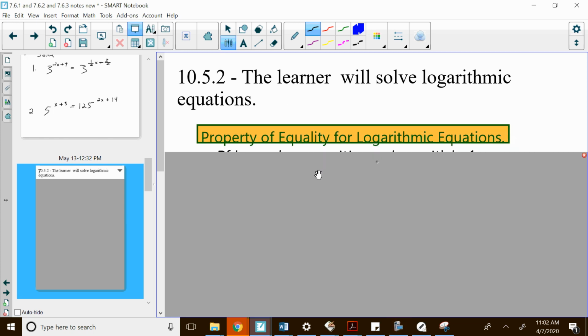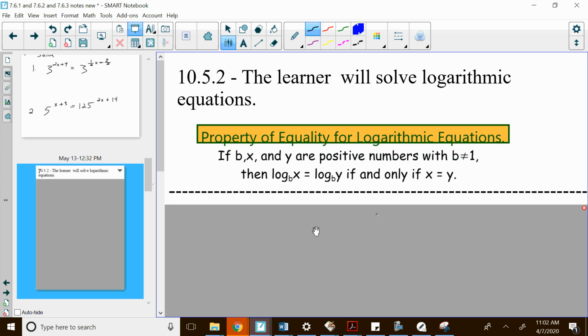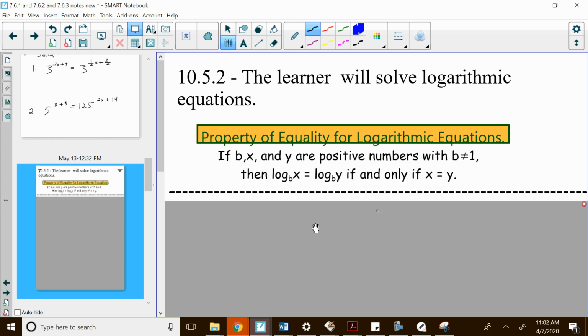Okay, so solving log equations. We also have a property of equality for log equations, and it's the following. If the log base b of x equals the log base b of y, then that means x will equal y. And it works the other way too. That if and only if means if x equals y, then the log base b of x would equal the log base b of y. So we have a true statement here, whether we're going from left to right or from right to left.